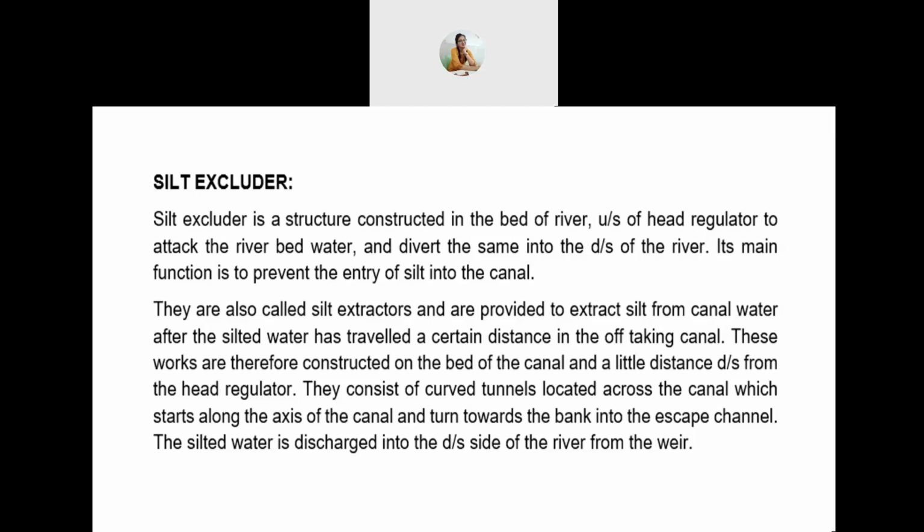So they are also called as silt extractors and are provided to extract silt from canal water after the silted water has traveled a certain distance in the off-taking canal. These works are therefore constructed on the bed of the canal and a little distance downstream from the head regulator. They consist of curved tunnels located across the canal which start along the axis of the canal and turn towards the bank into the escape channel. The silted water is discharged into the downstream side of the river from the weir.